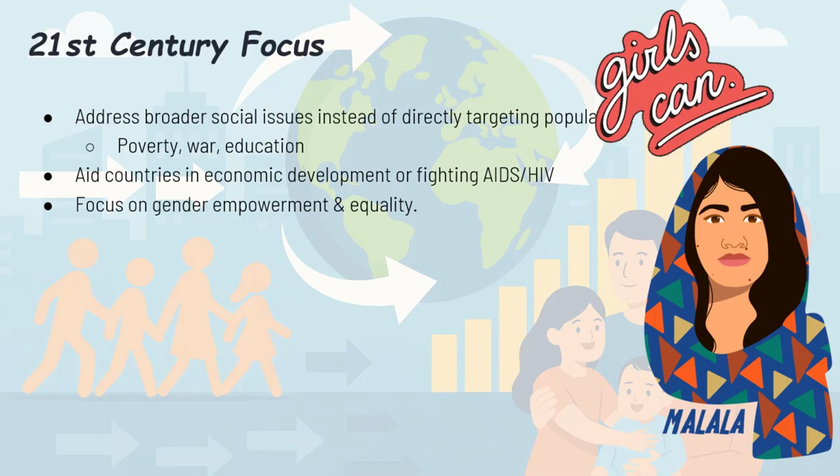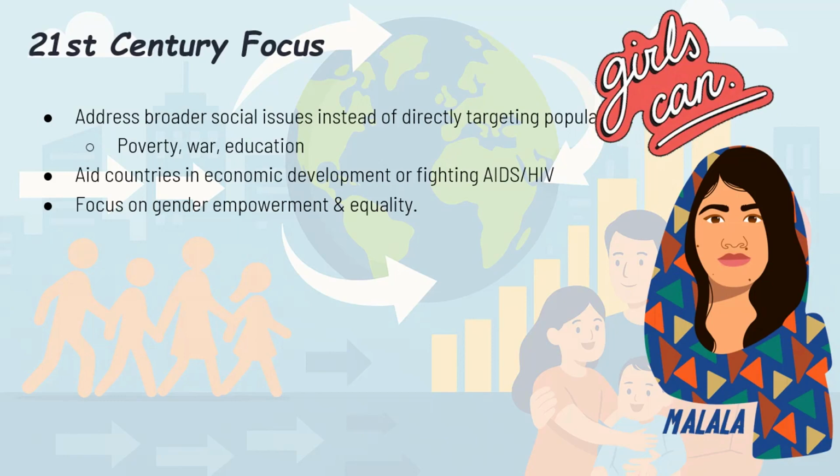Because honestly, it's not just about birth rates. If people have access to education, healthcare, and job opportunities, population growth tends to balance itself out naturally. Many countries now focus on empowerment, especially gender equality. Educating women and girls, for example, has one of the biggest impacts on slowing population growth. When women have more control over their futures, they make choices that benefit both their families and society.